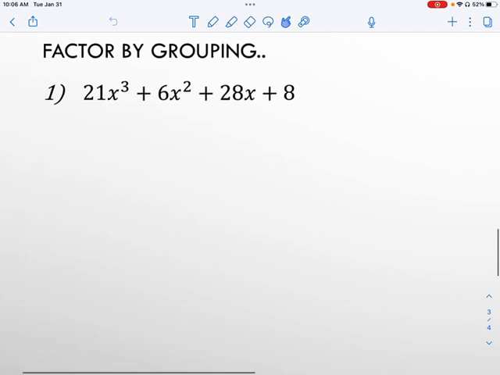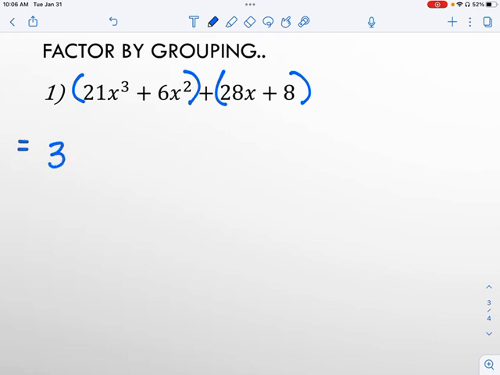So we're going to start off. The first thing we're going to do is group these. So we're going to group here, and we're going to group here. So the first question I have is what goes into 21 and 6? And the answer would be a 3. And then x to the third, x to the second, it would be x to the second. So now remember, we're going to divide those both by 3x squared. So that's going to give me 7x plus 2.